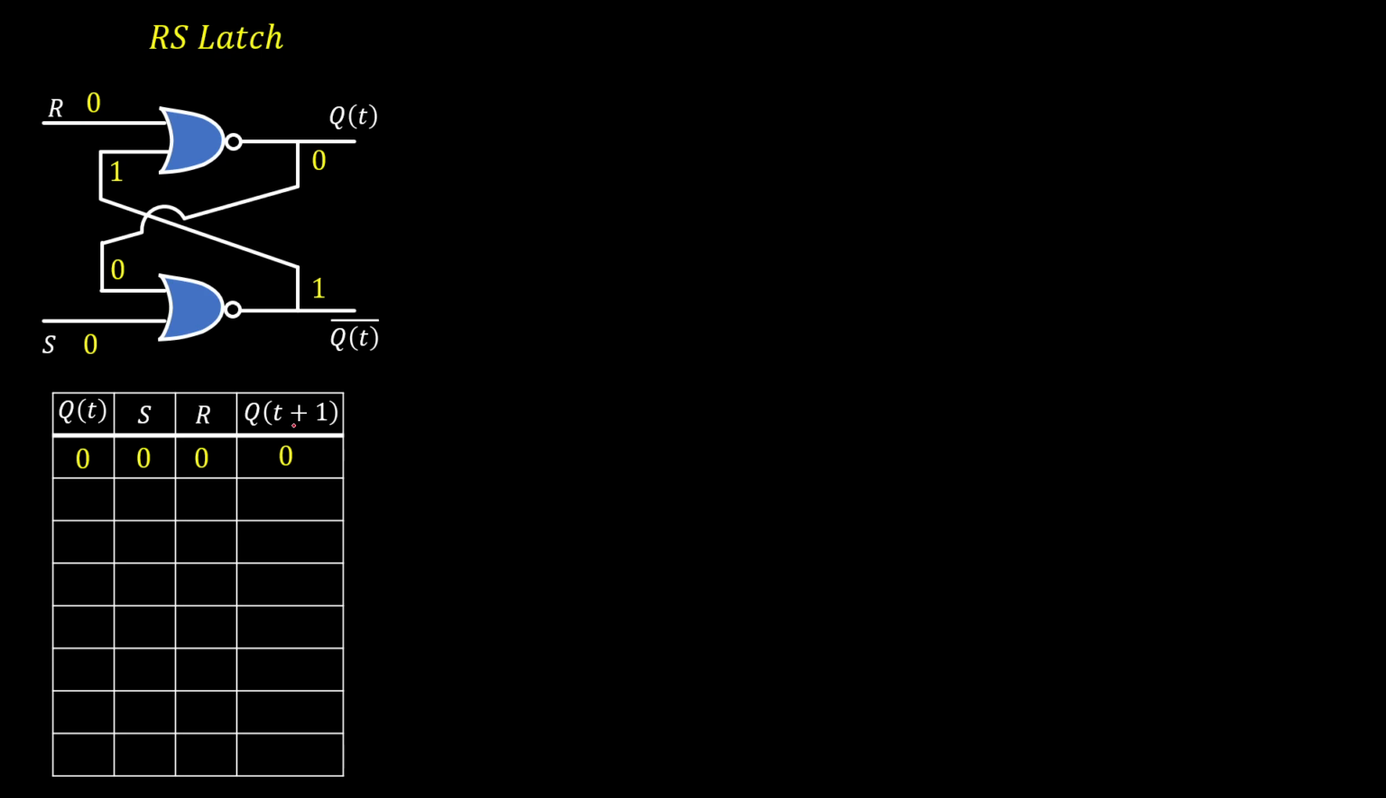So next state is 0. Present state is 0, next state is 0. It means state is unchanged. Whenever the inputs S and R are 0, then next state is equal to present state. Now let's see the next condition.